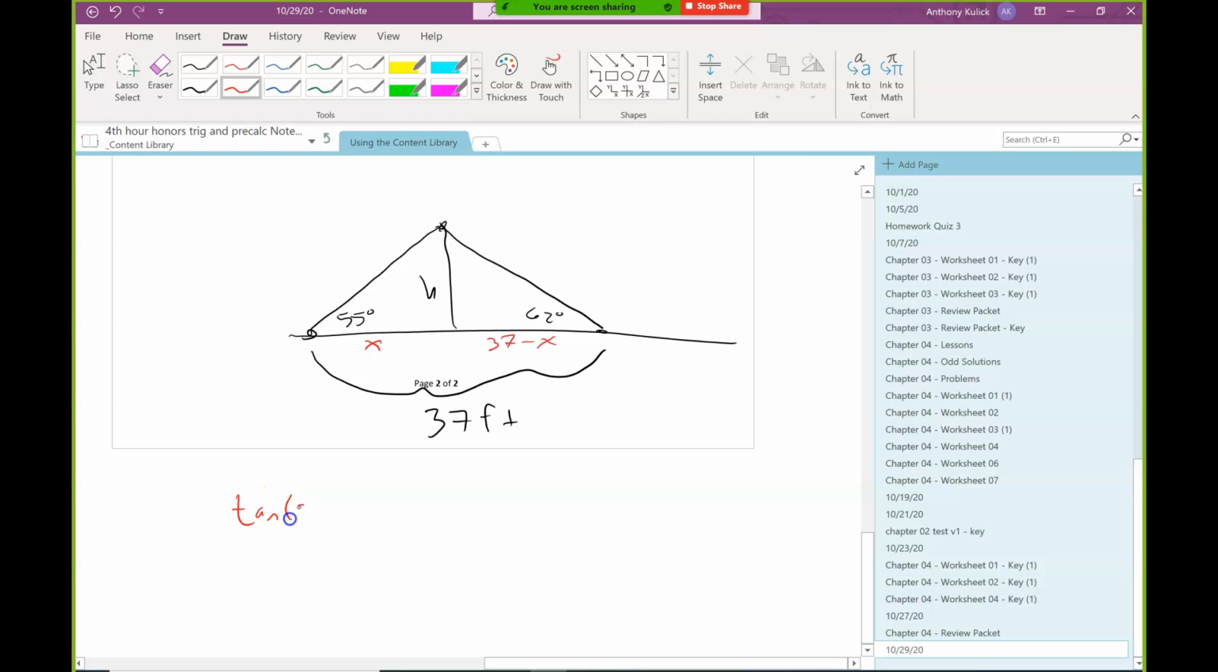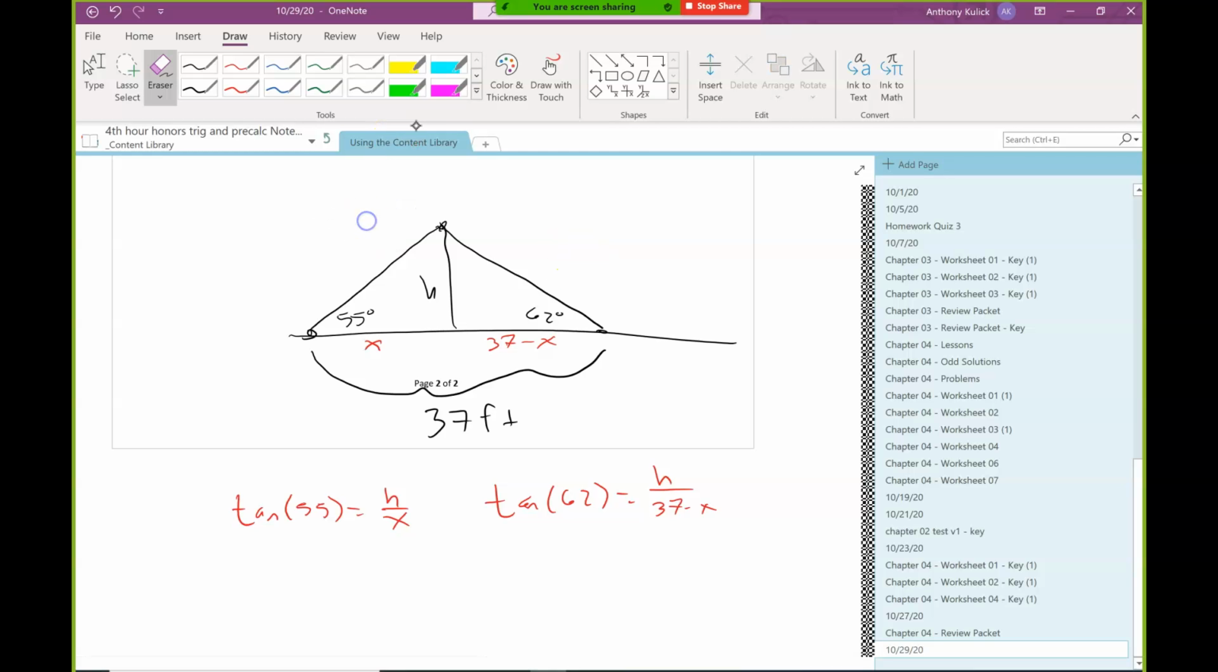So I can say tan 55 is equal to opposite over adjacent, and then tan 62 is equal to opposite over adjacent. We're just looking at the sides that we have. We have the legs of the triangle. If they told us how long the wires were, like if we used 48 feet of wires, then this would be x and this would be 48 minus x. And then you'd want to use sine in that case because you'd have opposite and hypotenuse.